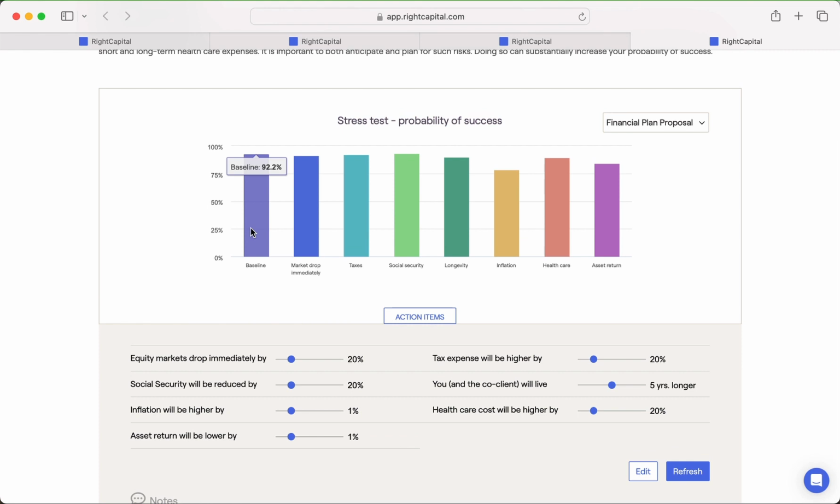The baseline takes our normal assumptions, which are very conservative already, and says that, okay, this family has a 92% chance of success. Now, if the markets were to drop 20% right now this year, that actually doesn't have a big impact. Almost always the thing that has the bigger impact on a future plan is prolonged and recurrent inflation. You can see that brings down the success of the plan more really than anything else, including Social Security getting reduced or anything else.